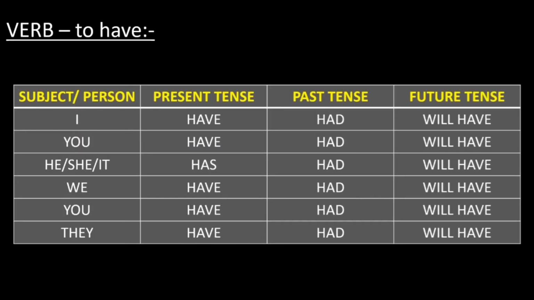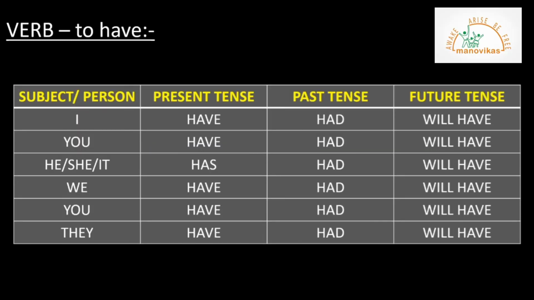In the same way, when we conjugate the verb to have, in the first person I have, in the second person you have, in the third person singular he, she, it has. In plural sense, we will say we have, you have, or they have. When we speak of the past tense, we will say I had, you had, he, she, it had, we had, you had, and they had.